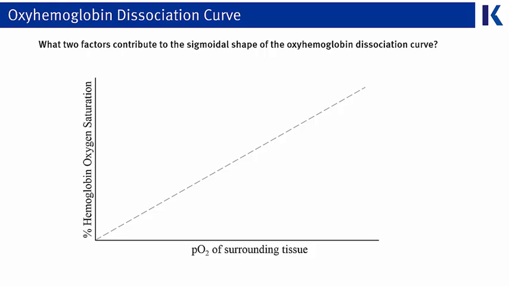If you're already pretty familiar with this curve, though, you might be thinking, that's not what this curve looks like. And in fact, the prompt question even tells us that the final curve will be sigmoidal or S-shaped. That's because there are 2 factors that influence the shape of the curve to make it deviate from a straight line relationship. The first factor is cooperative binding. So what is cooperative binding?